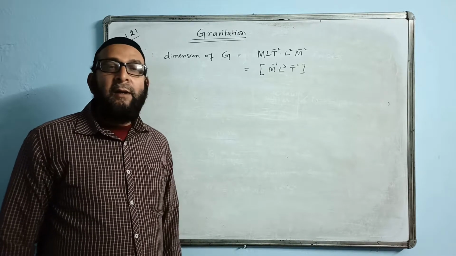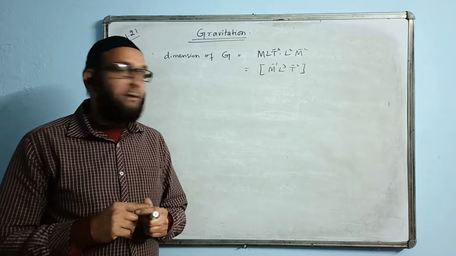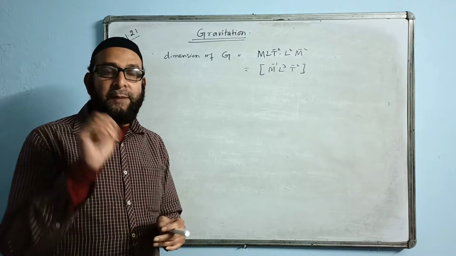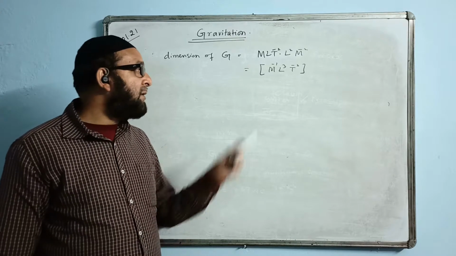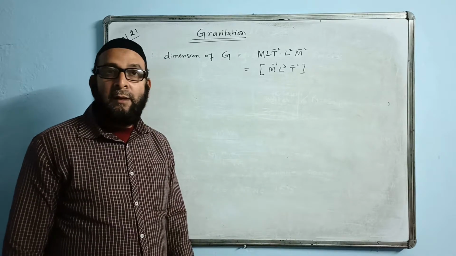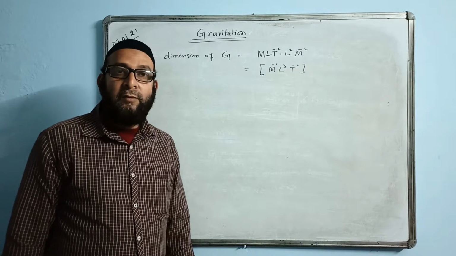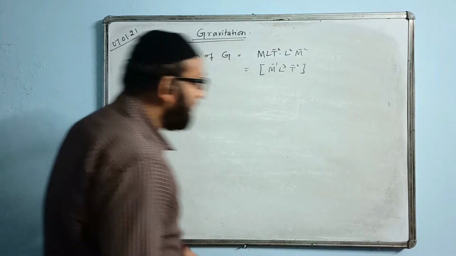And gravitational force is the weakest force in nature. Why? Because of the lowest value of G. The value of the G constant is very small, that is 6.67 into 10 to the power minus 11. Can you imagine, 10 to the power minus 11 is 1 divided by 1 with 11 zeros. So it is too weak because of the very low value of the universal gravitational constant, and it is the weakest force in nature.